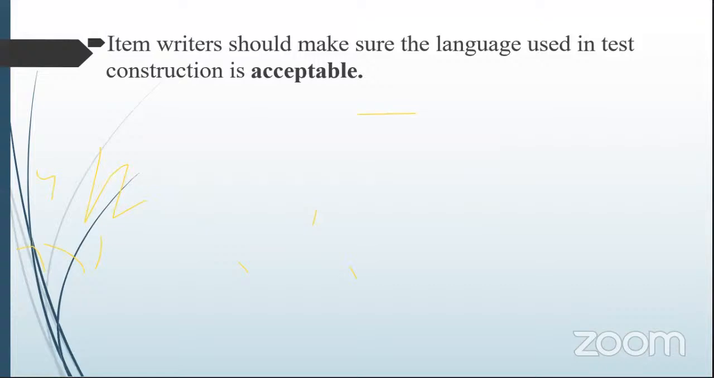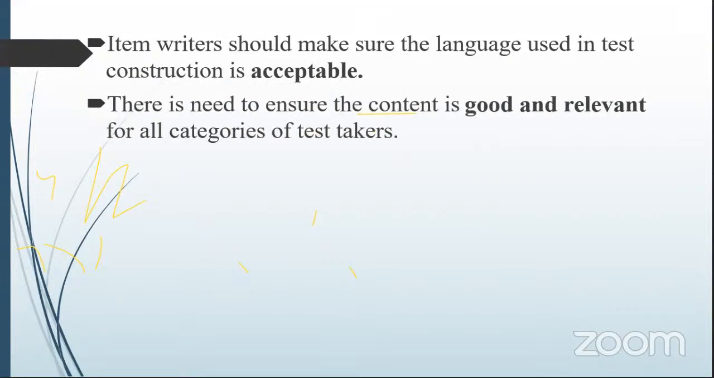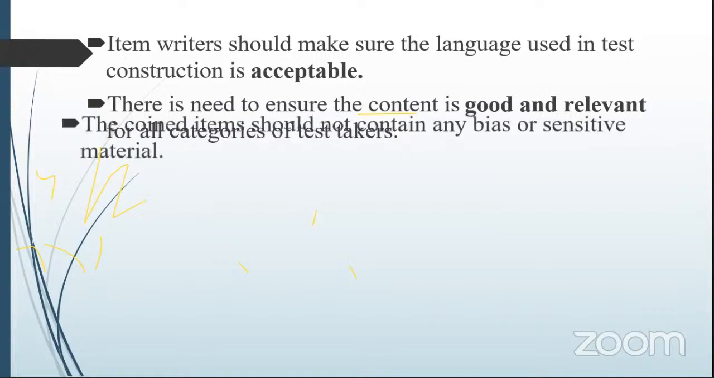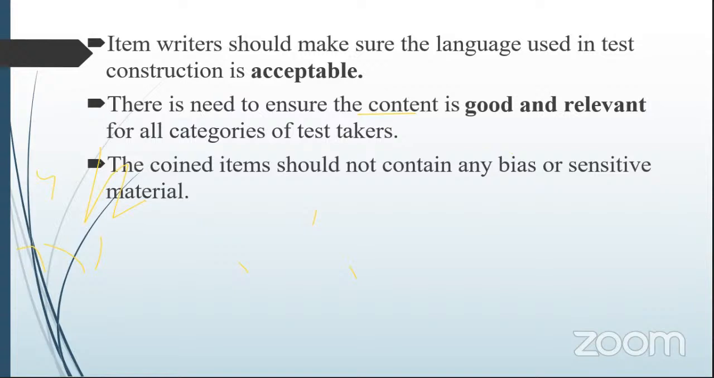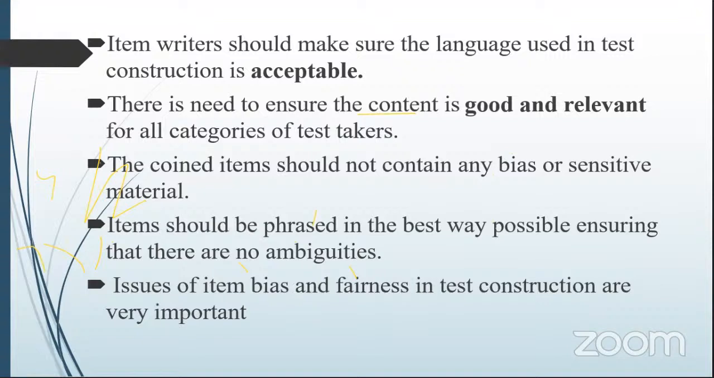Also, item writers should make sure the language used in test construction is that which is acceptable. There is also a need to ensure the content is good and relevant for all categories of test takers. The coined items should not contain any bias or sensitive material. Items should be phrased in the best way possible, ensuring that there are no ambiguities. Issues of item bias and fairness in test construction are very, very important.